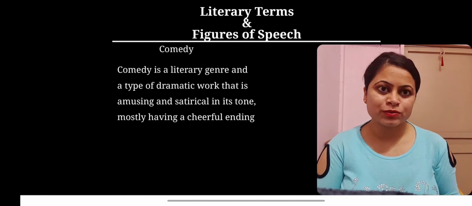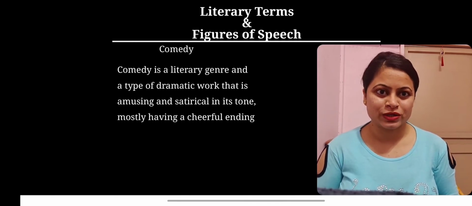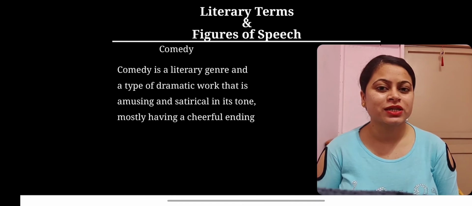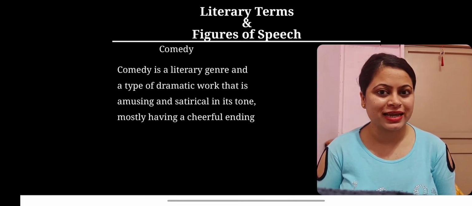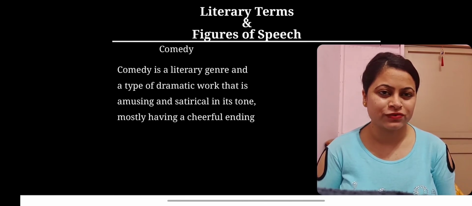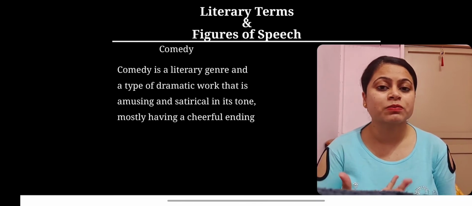If we describe this term comedy, we can define it as a literary genre and a type of dramatic work that is amusing and satirical in its tone, mostly having a cheerful ending. After this definition, we get the sense that this genre is in direct contrast with tragedy, which we completed in the preceding lecture, where tragedy deals with the sorrowful and tragic events of life. The chief purpose of comedy is to amuse the audience or to make people laugh.